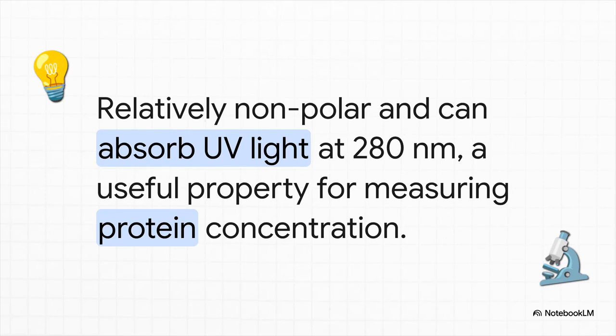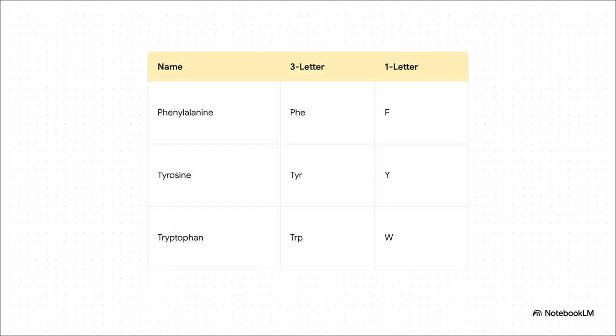Next up, we've got the aromatic trio. These 3 are pretty special because their R groups have these big, bulky ring structures. They're also mostly nonpolar, so they like to hang out with the greasy gang. But here's their superpower. Those rings are amazing at absorbing UV light. And this is so useful for scientists. They can shine a special light on a sample, and the more of these amino acids are present, the more light gets blocked. It's a quick and easy way to measure how much protein you have. How cool is that? Our trio here is phenylalanine, tyrosine, and tryptophan.